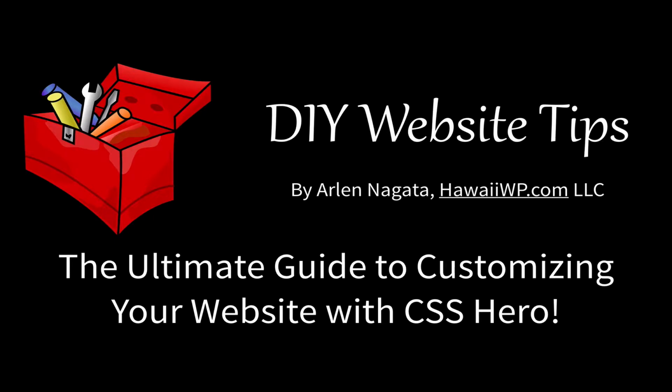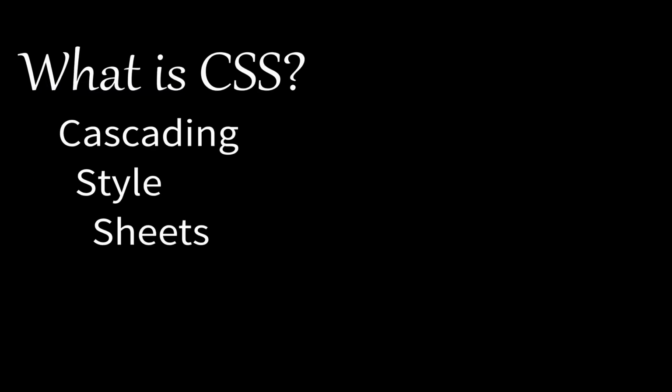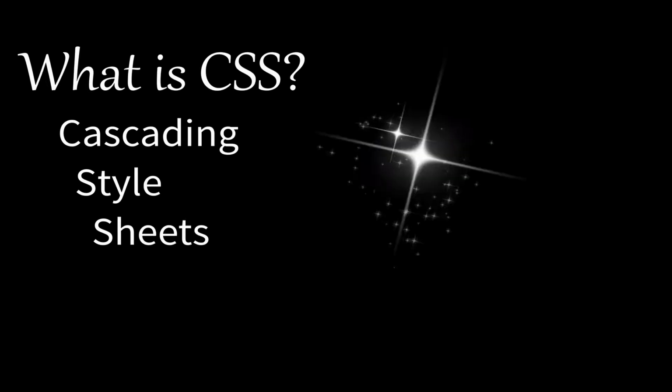Today I want to give you the ultimate guide to customizing your website with CSS Hero. But before we get started with that, let me give you a quick introduction to CSS. What is CSS? It's Cascading Style Sheets. Basically, this is a programming language that allows you to make changes to your entire website. So you change one thing and it will affect the entire website.